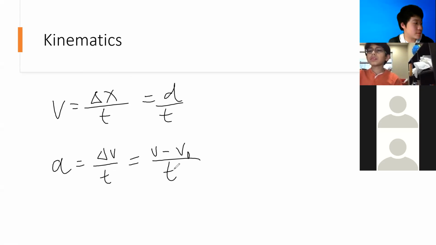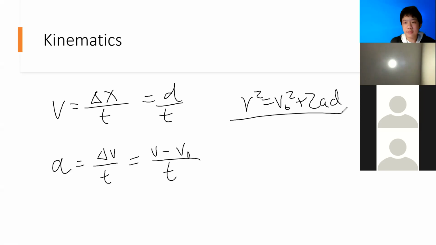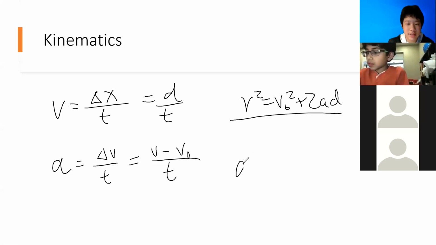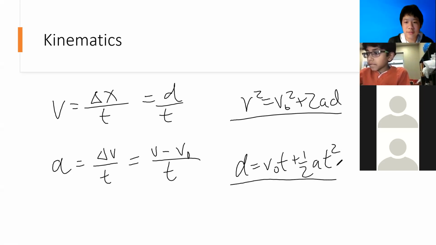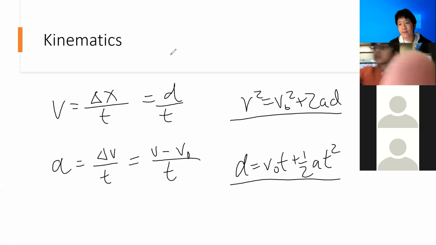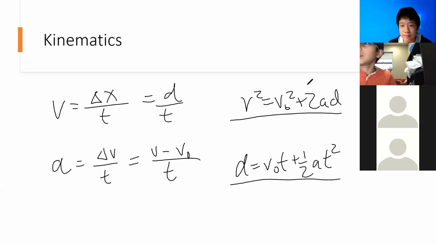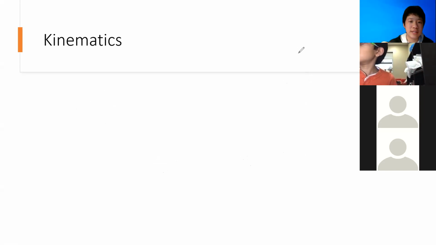We have two major formulas for kinematics. The first one is v squared equals v0 squared plus 2ad. This one's pretty important. And then the other one is d equals v0t plus 1/2 at squared. These two formulas, you should have these down already. If you don't, please take maybe a screenshot of the screen. These are the crucial formulas we need to know for kinematics. For one-dimensional motion, all you need to do is take what the problem gives you and apply these formulas to it. So now what about 2D kinematics?